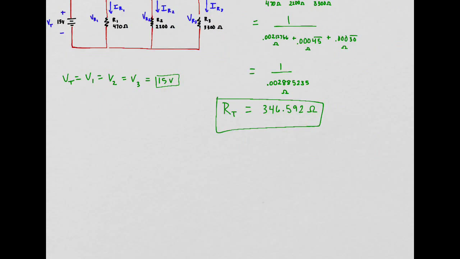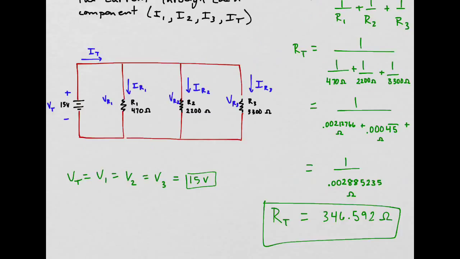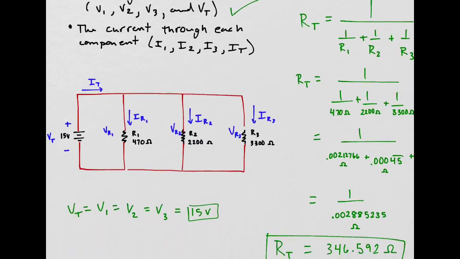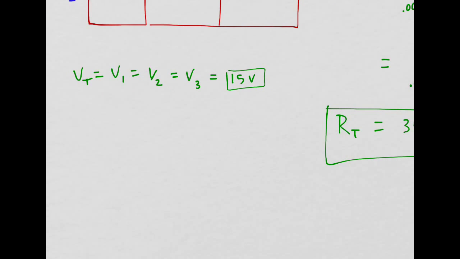Did I put my ohms on this one? Yes. So that's super easy. Okay, done with that. We did this part, we did that part, and then the current through each component. Alright, well, how the heck do we find that? We use Ohm's law. Yeah, you could use Ohm's law. It's this part.